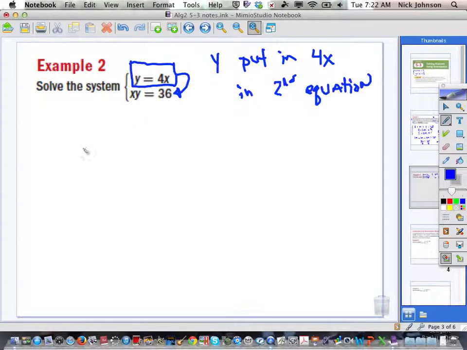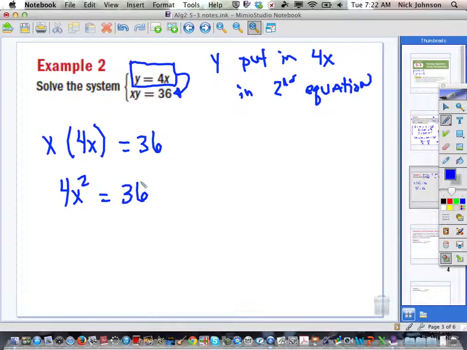Okay? So, x times y, well, what's y? Y is 4x equals 36. Yeah, it's no different than someone telling you what something is and you just plug it in. Okay? Well, what's x times 4x? Well, you would say 4x squared equals 36. I still need to get x by itself, so I need to divide by 4. When I divide by 4, I'm left with x squared equals 36 divided by 4 is 9.